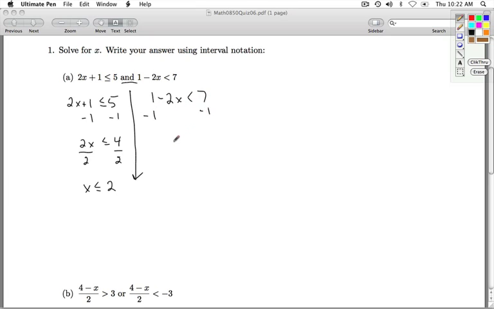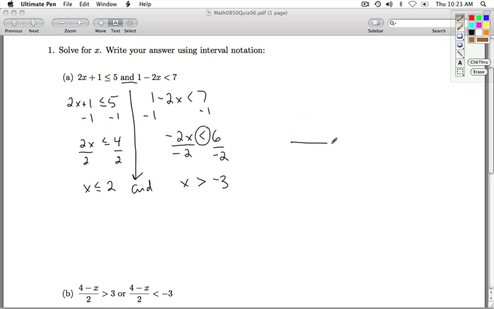Subtract 1 from both sides. I get negative 2x is less than positive 6. And now I'm going to have to divide by the negative 2. Now when you divide an inequality by a negative, we have to reverse the inequality sign. So I'm going to get x is greater than negative 3. So x has to be less than or equal to 2 and x is greater than negative 3.